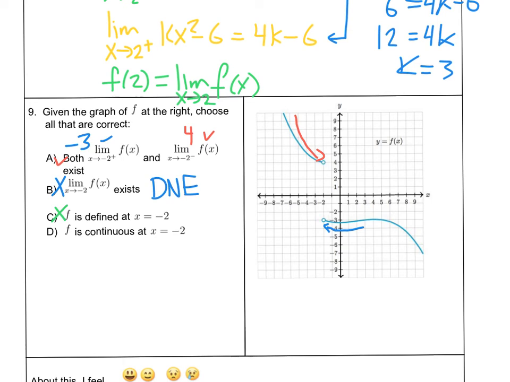And for f to be continuous, we need three things. We need the limit from the left and right, and I'm going to shorten that just to say the limit as x approaches -2, and that must equal f of -2. And here we have kind of this double thing going on. Because this point does not exist, and because this limit does not exist, this cannot possibly be continuous.